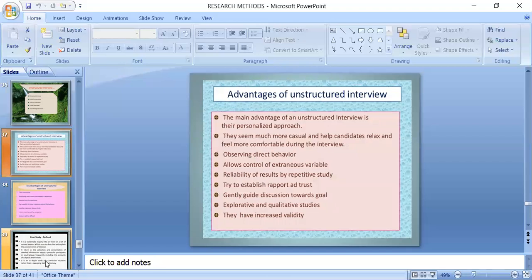Advantages: they seem much more casual and help candidates to relax and feel more comfortable during the interview. Observing direct behavior, control of extraneous variables, reliability of results, trying to establish rapport and trust, gently guiding the discussion towards the goal, explorative and qualitative studies. They have increased validity.